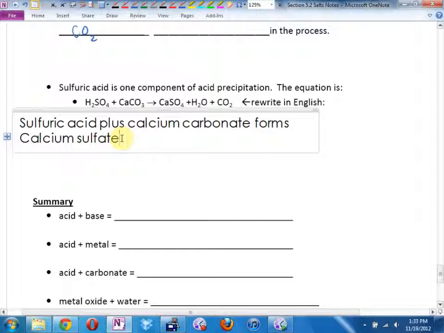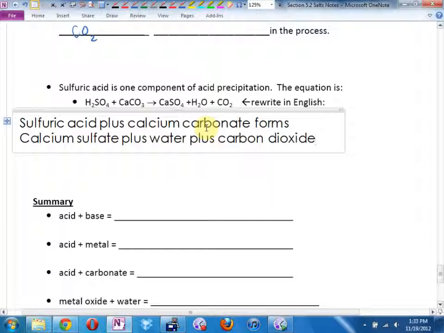Anyways, sulfate plus water plus carbon dioxide. If you don't have carbonate in the rocks, you have nothing to neutralize the acid, in which case you get acid rain, you get acid lakes, and the wildlife starts dying off.